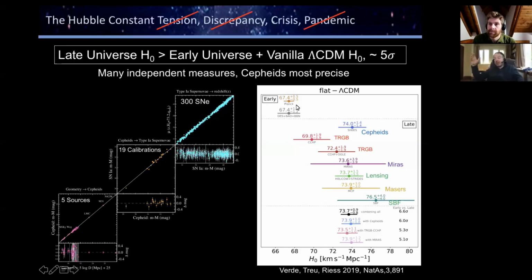You could alternatively use other CMB experiments, WMAP, SPT pole. When you combine them with baryon acoustic oscillations, you usually get this number that's 67 to 68. Whereas in the late universe, while there's some variation, the average is somewhere around 73 to 74, and depending on which combination you use, that's anywhere from 5 to 6 sigma. And so this is very concerning. And because we work with Cepheids, we're doing everything we can to test that.